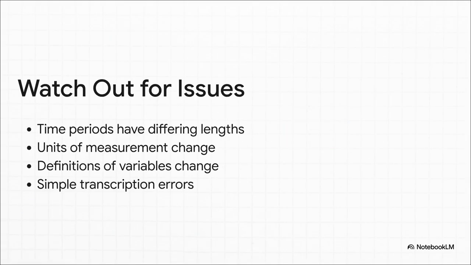Just a quick word of warning, though. Your raw materials, they aren't always perfect. You've got to be on the lookout for weird issues. Like, are all your monthly periods the same number of days? Did someone change how they measure sales halfway through the year? These little glitches can completely mess up your forecast if you're not paying attention.